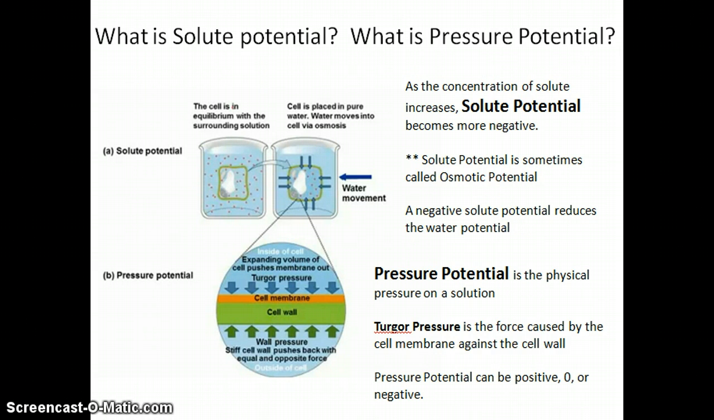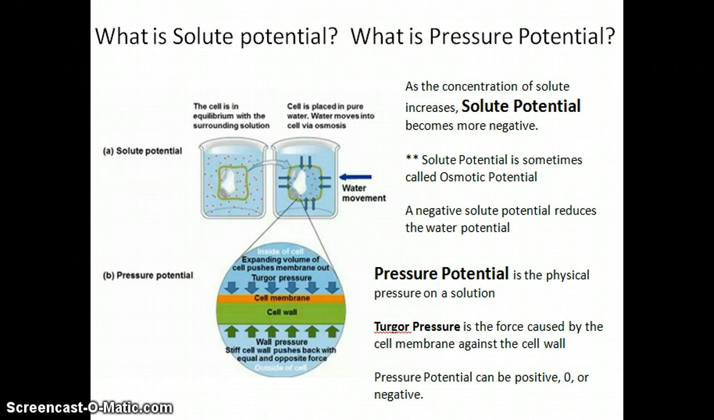All right, so what is solute potential and what is pressure potential? Solute potential is really a matter of the concentration of that solute in a solution, and that solution could be on the outside of the cell or on the inside of the cell. Solute potential can be reflected in either case. As you add solute to a solution, that solute potential becomes more negative. I also want to remind you that solute potential is sometimes called osmotic potential, so keep that in mind in terms of terminology.